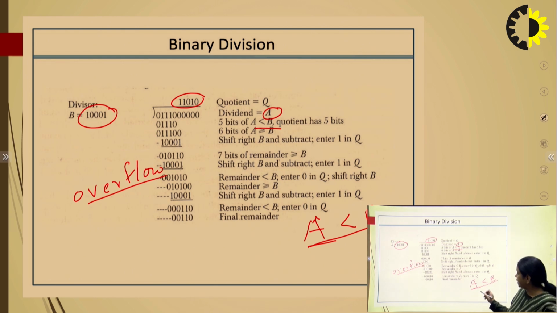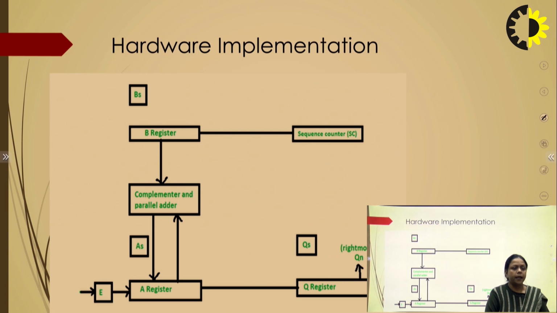But if there is a condition where we have the value of A greater than or equal to B, then this is a case of division overflow. So we don't proceed in this case. We will stop the division in the case of overflow. Fine. So we have to first check the numbers and overflow conditions, so that no exceptional case arises. Now, hardware implementation in the case of division algorithm.